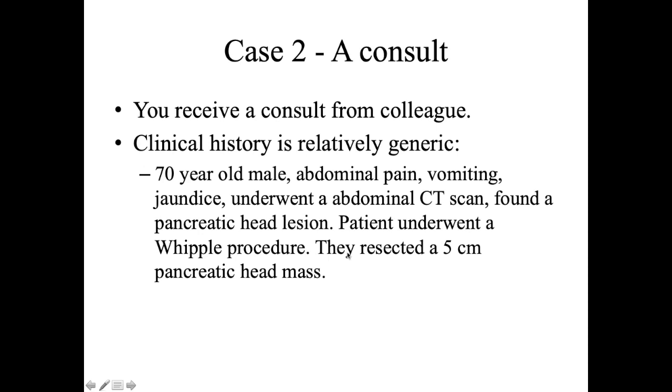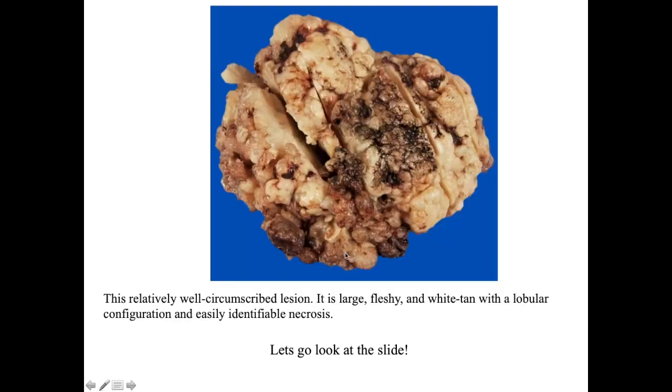Our next case is a consult we received from a colleague. The history for this patient is a 70-year-old gentleman. Again, abdominal pain, vague symptoms, some jaundice, underwent a CT scan, and found a pancreatic head lesion. They underwent a Whipple procedure, and they resected a relatively large 5-centimeter pancreatic head mass. When they sent the head mass to us, we could see this is a relatively well-circumscribed lesion. It's large, it's fleshy, it's white-tan with a lobular configuration and easily identifiable necrosis over here.